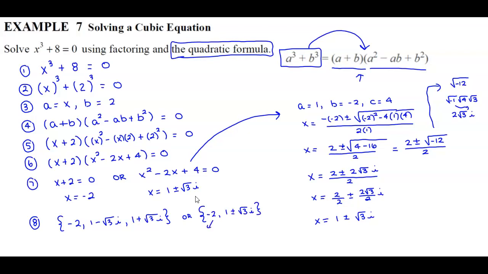And again, we have one real solution, and we have 2 imaginary solutions.